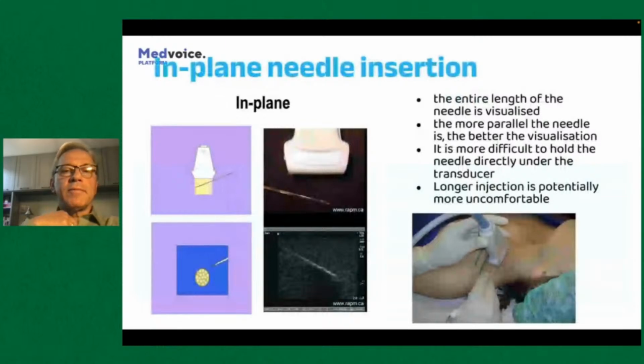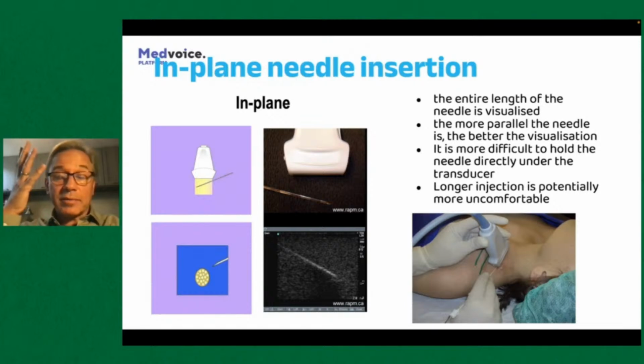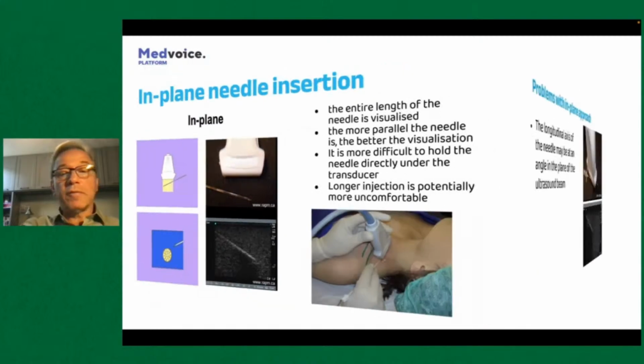In plane, the entire length of the needle is visible, which is good. The more parallel the needle is, the better the visualization. Although it's a lot more difficult to hold the needle directly under the transducer, and the longer the injection is, potentially quite uncomfortable for the patient.